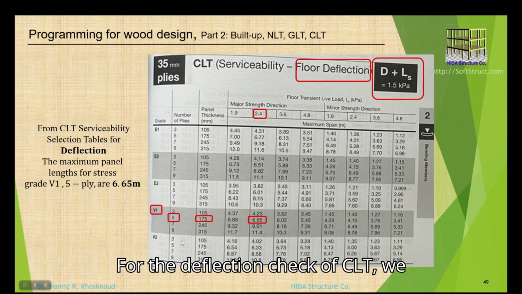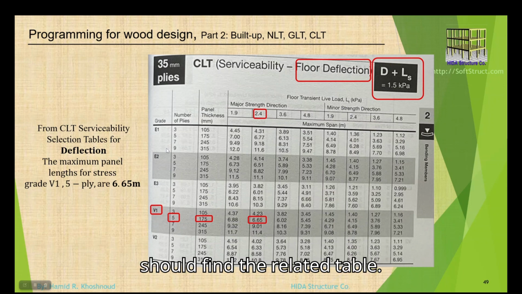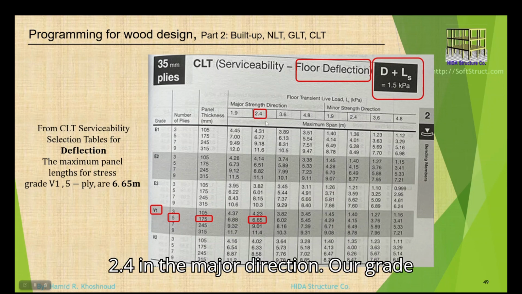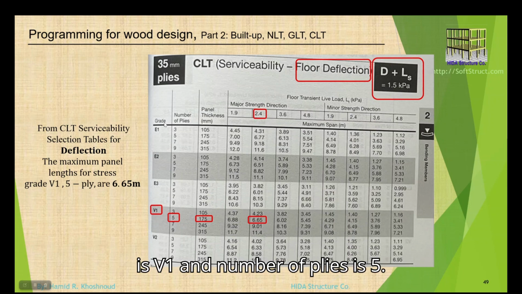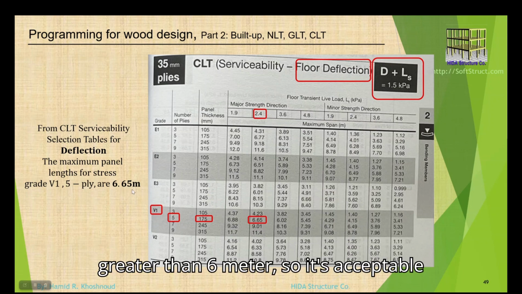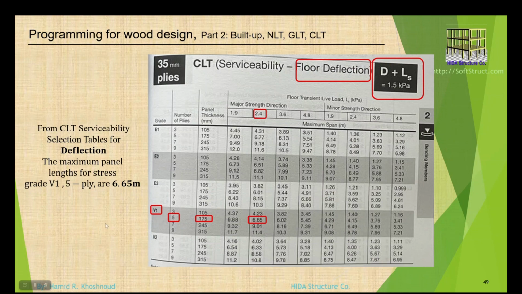For the deflection check of CLT, we should find the related table. The dead plus live load for our problem is 1.5 kilopascal, and the live load is 2.4 in the major direction. Our grade is V1, and the number of plies is 5. Therefore, the maximum span length is 6.65 meter, which is greater than 6 meter, so it's acceptable in this direction.